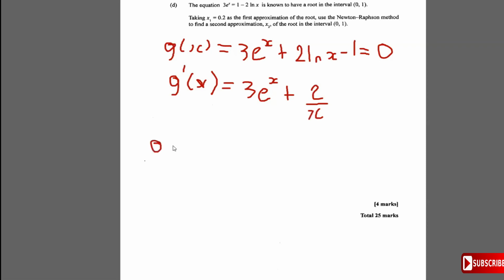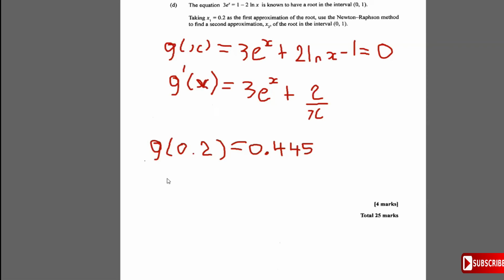You're required to find g of 0.2. So put x as 0.2 in this equation to get 3 times e raised to the 0.2 plus 2 ln 0.2, and you're going to get 0.445. So it's g of 0.2 is 0.445. Nice and easy.